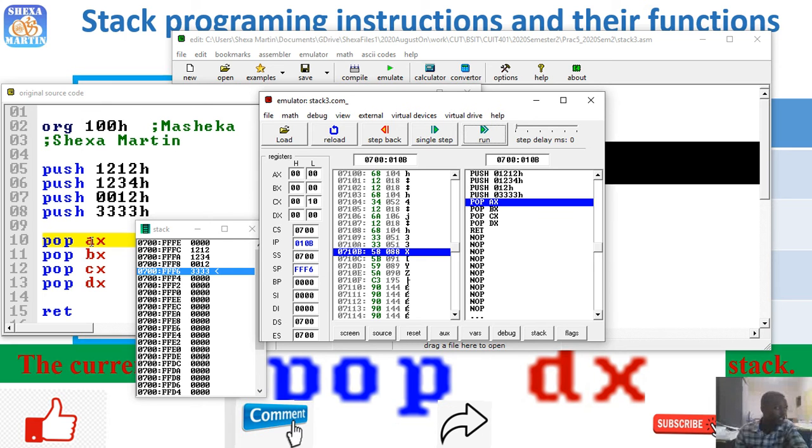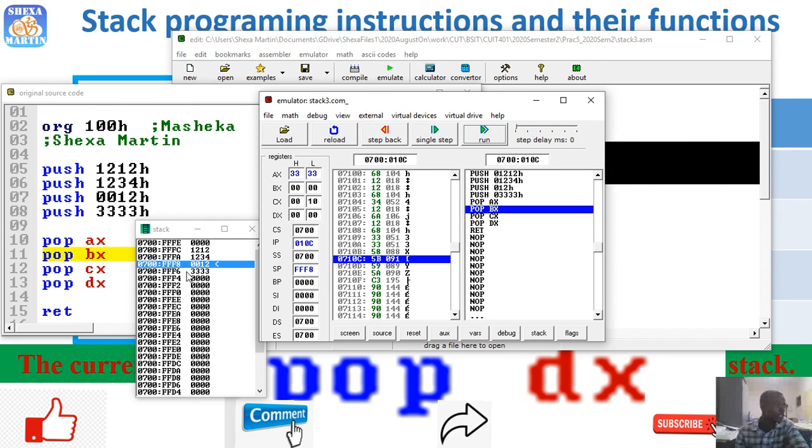So now when I run this pop AX, check AX here. The value that is to be moved into AX is the one that is on the top of the stack. And which value is on the top of the stack? The one that is pointed to by the stack pointer, which is 3333. So what happens when this value is moved into AX? The stack pointer subtracts 2 and goes to point to 0012. Look at that. It's now pointing at 0012, and in AX we now have 3333.